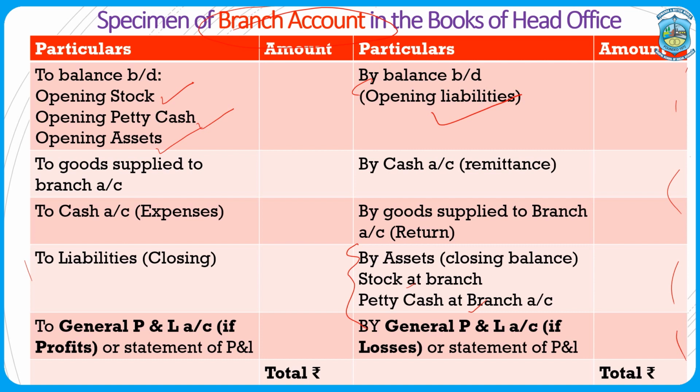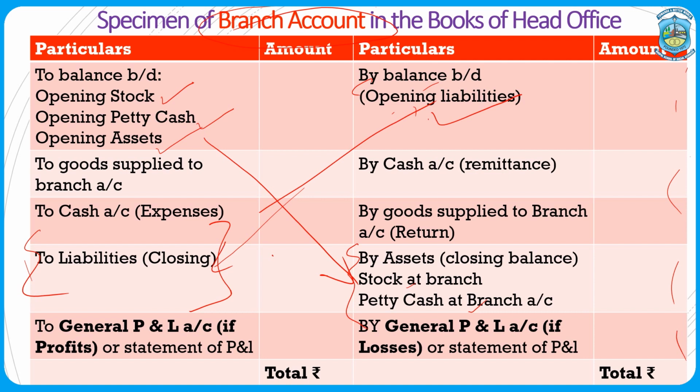Now if the opening balances of liabilities come at the credit side, then definitely the closing balances will come at the debit side. So it goes like this: opening balance of assets at the debit side, closing balance at the credit side; opening balances of liabilities at the credit side and closing balances at the debit side. After recording the opening and closing balances of all the assets and liabilities, in between we pass any other entry, that is when the goods are supplied by the head office to the branch, the goods are received by the branch.